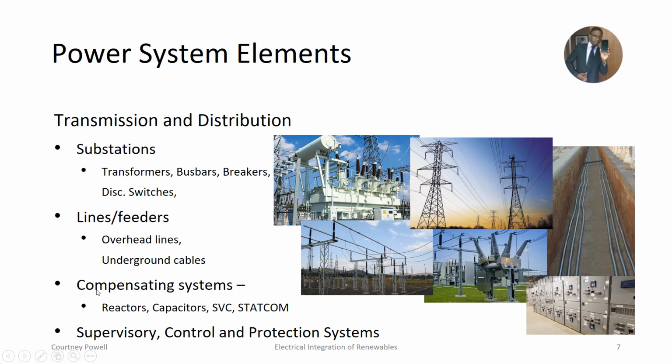In addition, you have systems such as compensating systems such as reactors, capacitors, SVCs, and STATCOM. And these are systems that are considered to be auxiliary systems that are required to support the transmission of power across the network. You also have the need for supervisory control and protection systems for the grid, separate and apart from those systems that are utilized in the power plant.